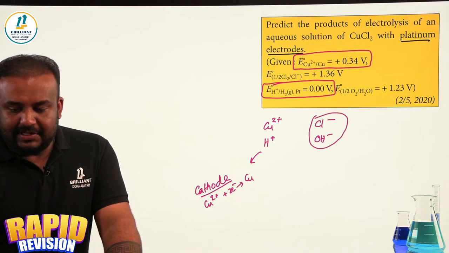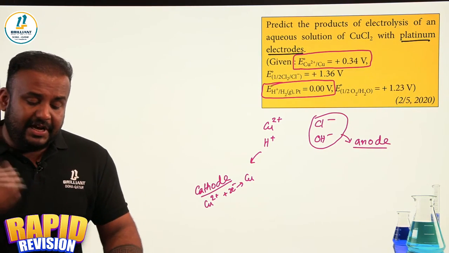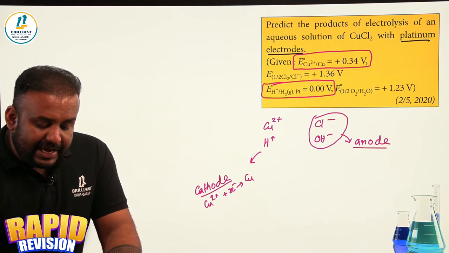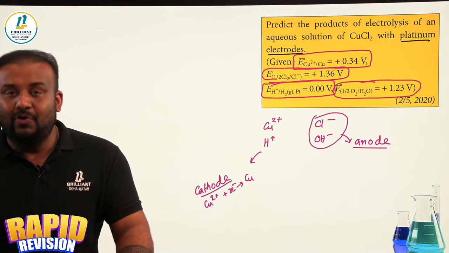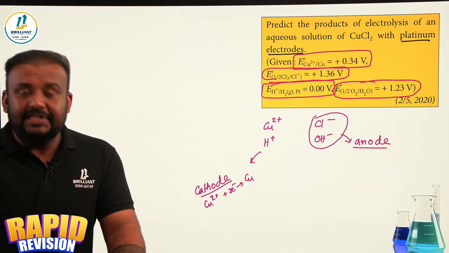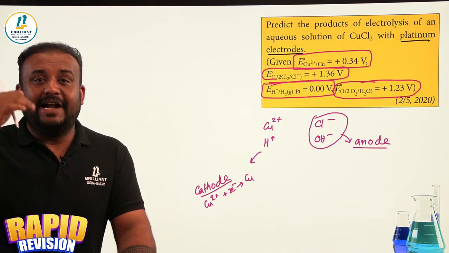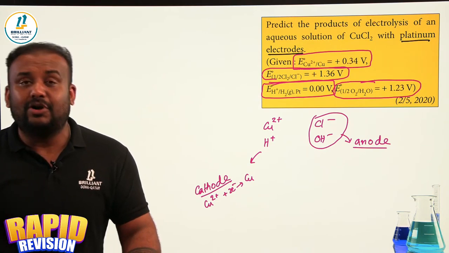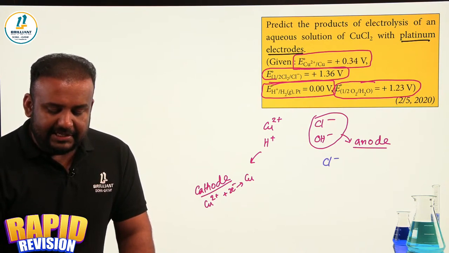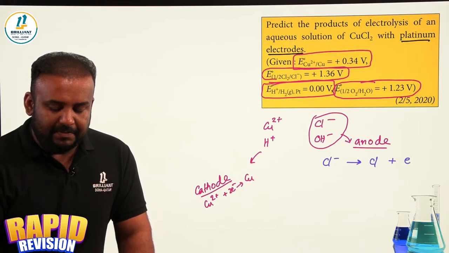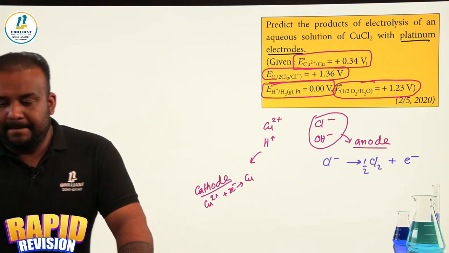And among the anions, who will deposit at the anode? The one with the lowest reduction potential. Look here, guys. Chlorine's reduction potential is 1.36. Oxygen's reduction potential is 1.23. Who has the lowest? As per the value, it is oxygen. But you remember I told you something about the chlorine, chloride and oxygen problem. Oxygen has some additional overpotential requirement. Because of that, it is not going to get deposited at the anode when chloride is there. So who will be there at the anode? Cl-. Cl- will undergo oxidation to form Cl2. Is that clear to everyone? Right, very good.